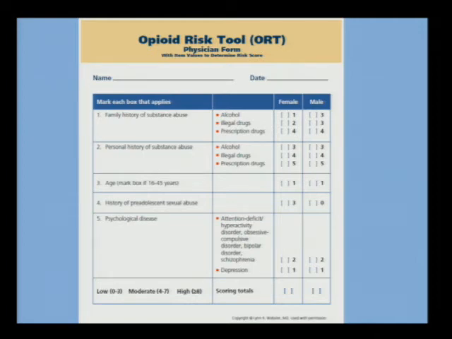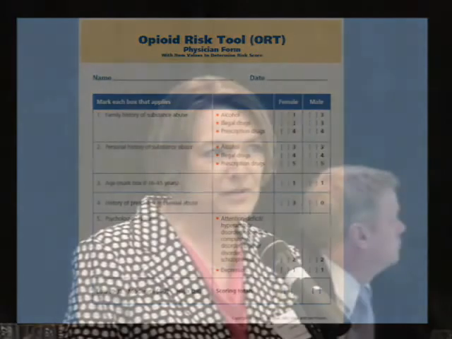But the questions on here are things like family history of substance abuse, personal history of substance abuse, and then the subcategories are which kind of substance, alcohol, illegal drugs, that type of thing. Then their age, history of pre-adolescent sexual abuse, and psychological disease.